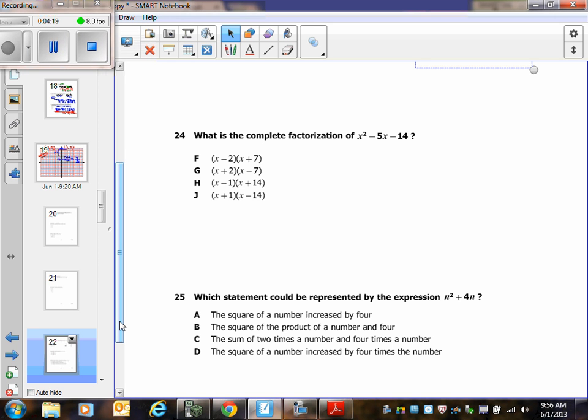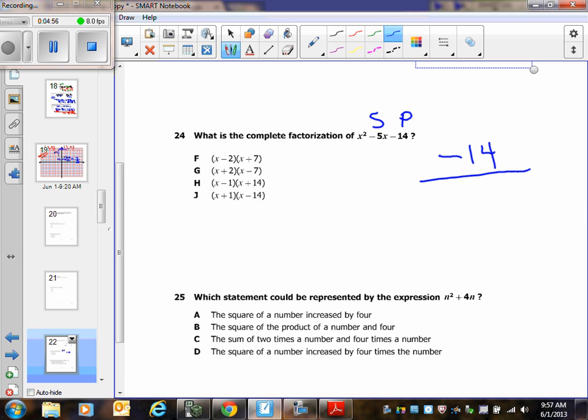Now look at number 24. Okay, great. You want to use that technique again, but let's first do it the algebraic way, and then we'll show you that technique. Now, what is the complete factorization of x squared minus 5x minus 14? So for this one, just remember, you're looking for factors that give you a product of -14 and give you a sum of -5. So in other words, I need to find two numbers that multiply together to give me -14, but those same two numbers have to add up to give me -5.